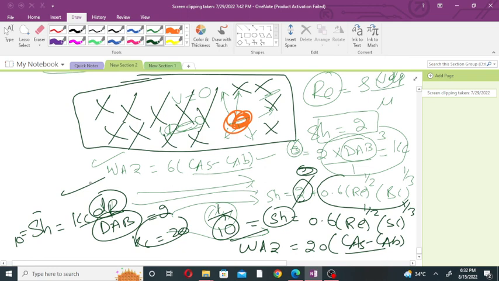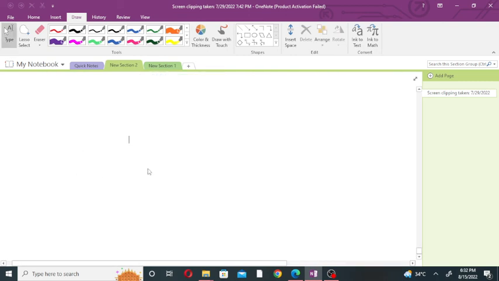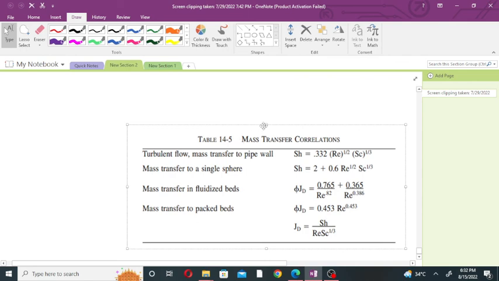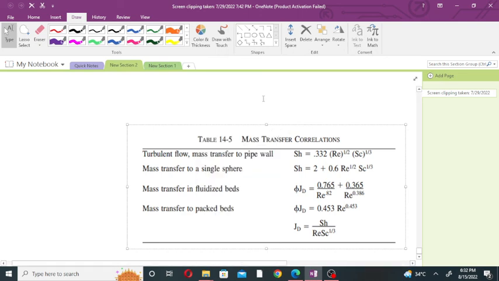I am also showing some mass transfer correlations. These are the mass transfer correlations. You can check them.